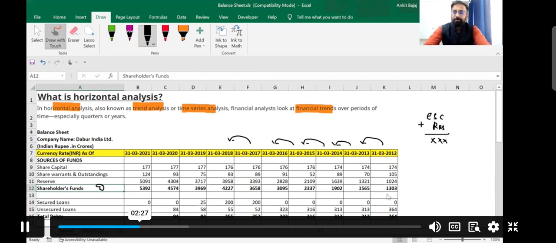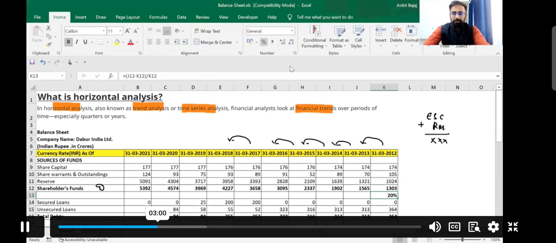I will simply be calculating the growth in shareholder fund. I will simply apply the formula and check the growth. What is the opening balance of shareholder fund? It is 1303, and this is the closing balance. So I have to apply the formula here: this minus this, close the bracket, and divide by this value, right? If you see, there is a growth of 20%. Oh, sorry, I should copy this formula here. So there is a growth of 20%, right?